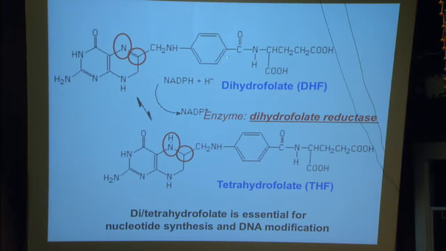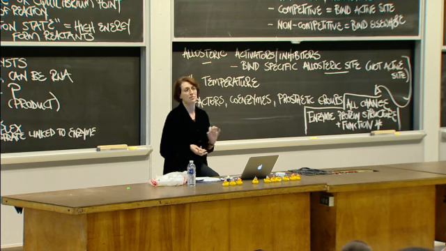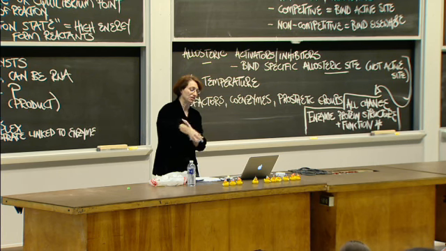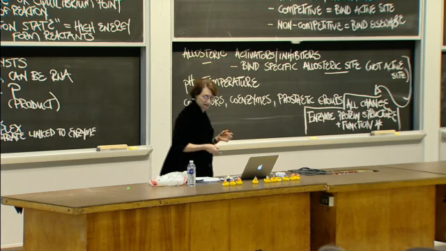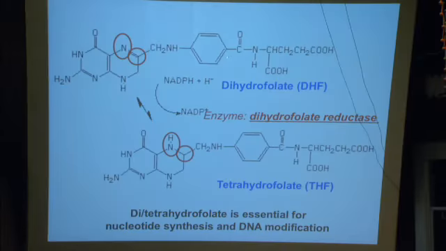I want to show you, to give you a sense of the kind of complexity of what this all looks like, a particular example of an enzyme reaction, and I'll show you an animation that goes with this to give you a sense of how these things work. The enzyme I'm going to focus on is called dihydrofolate reductase. It's an essential enzyme. It's required for nucleotide synthesis, DNA modification, and the reason you take folate or folic acid is to allow dihydrofolate reductase to work.